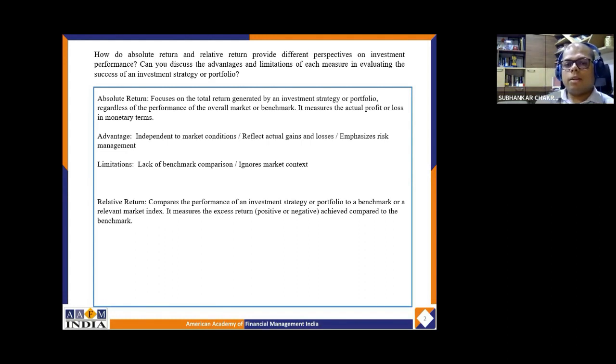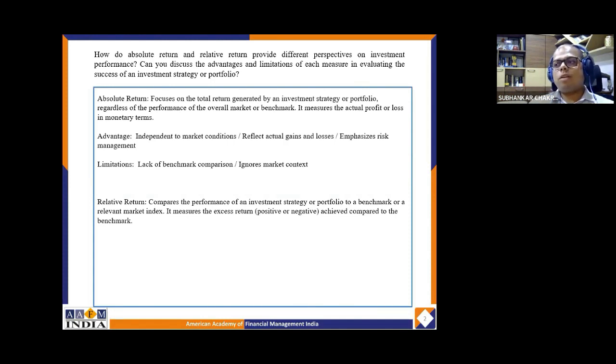Right? And relative return, what it does, it compares the performance of an investment strategy or a portfolio to a benchmark or relative market index. So अगर आपने एक मिड कैप फंड ले लिया, एक मिड कैप म्यूचुअल फंड ले लिया, तो it will have a benchmark which it will be getting compared with, and based on that we will see whether it has generated more return or less return.